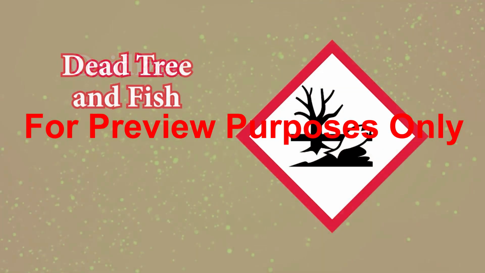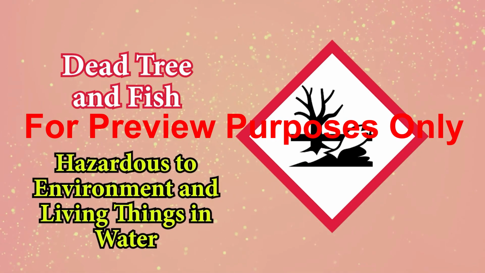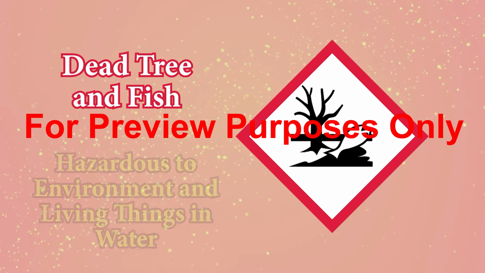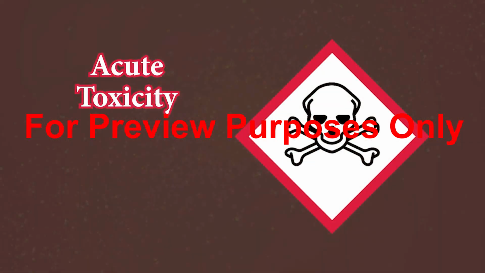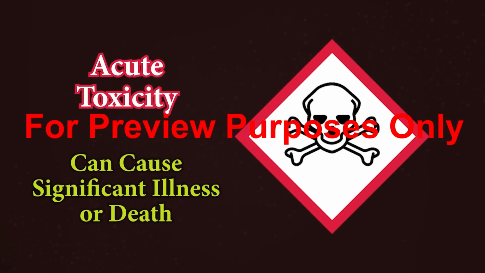The image of a dead tree and fish means that the chemical is hazardous to the environment and can harm living things in the water. One of the most serious hazard classifications is acute toxicity, which means that exposure can cause a significant illness or even death. It is represented by the skull and crossbones pictogram.